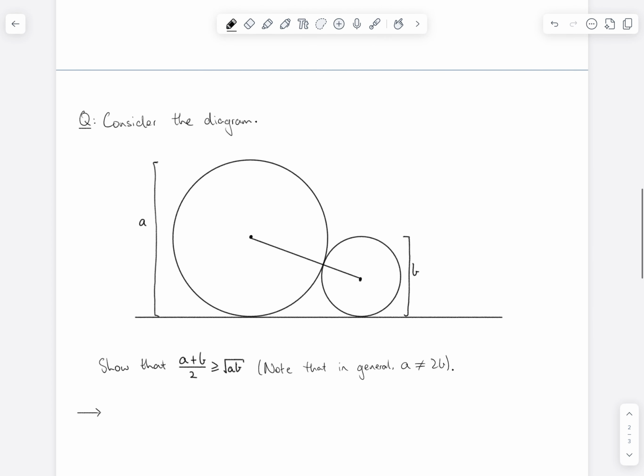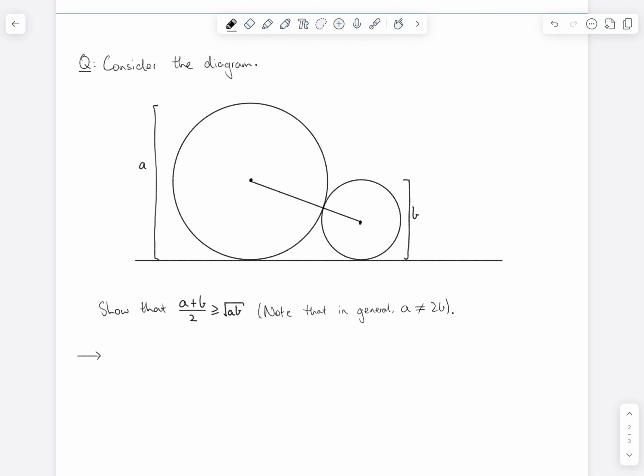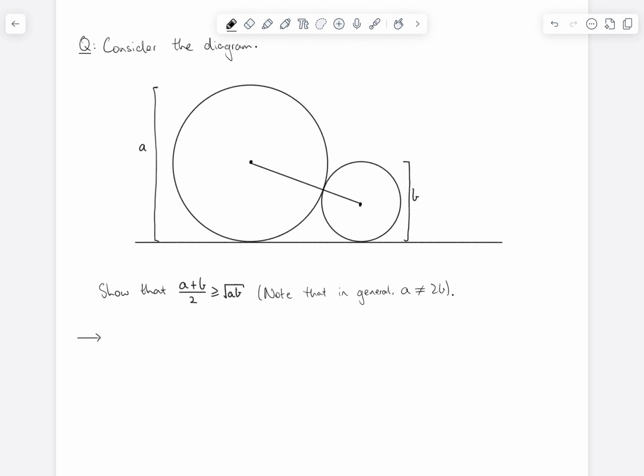There we have that. And then for the next one, we have a diagram here. We have 2 circles, one larger, one smaller, rolled up next to each other. And we want to prove that a plus b over 2 is greater than or equal to the square root of the product of a and b. And we can assume that a is not equal to 2b, even though it looks like that in the diagram, but it could be, but in general it is not the case. Okay.